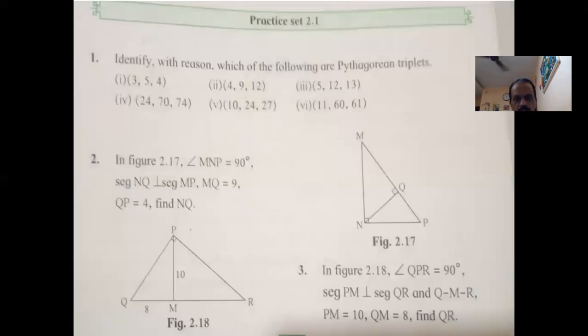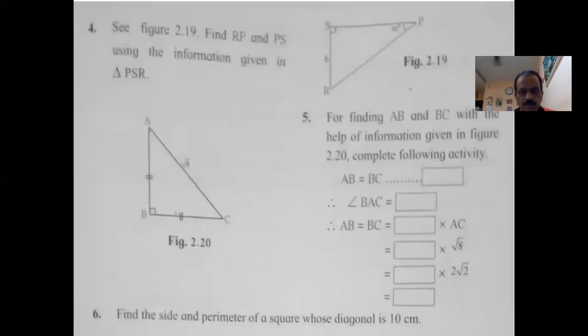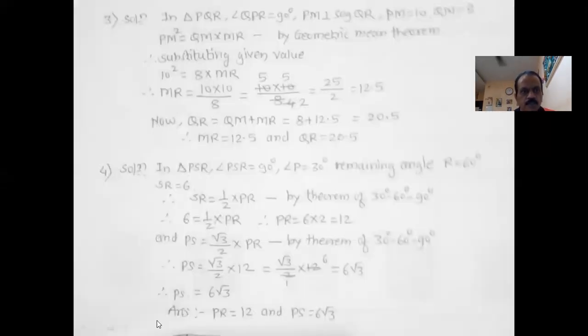Now we solve the third question. Look at the figure: angle QPR is equal to 90 degrees and segment PM is perpendicular to QR. We solve this third example like this. The answer to the third question: in triangle PQR, angle QPR is equal to 90 degrees.